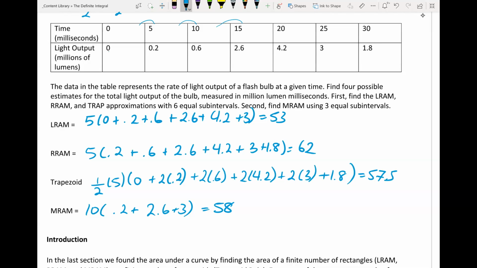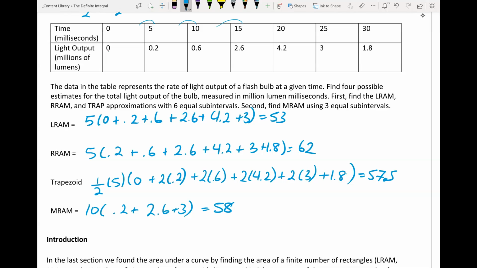Okay, for the trapezoid, we learned that the area of a trapezoid is 1/2 times your base. So that's where the half comes from. This is your base. And the rest of this is just summing up all the different heights together. I simplified it a bit more to make it easier and faster to calculate. So if you look at your height, you're going to do 0 plus 0.2, 0.2 plus 0.6, 0.6 plus 2.6, 2.6 plus 4.2, and so on. And then multiply it by 5 halves at the end.